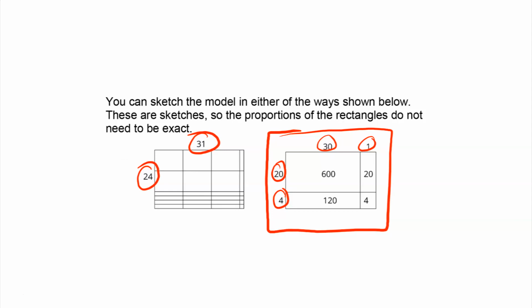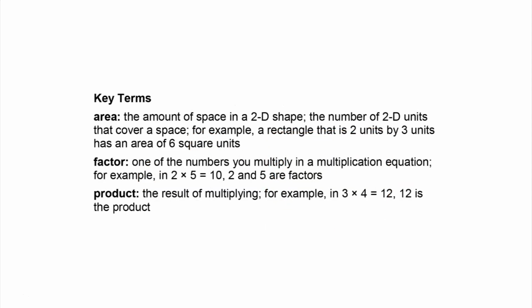Some key terms to remember. Area. It's the amount of space in a two-dimensional shape. The number of two-dimensional units that can cover a space, for example, a rectangle that is 2 units by 3 units has an area of 6 square units. Factor. A factor is one of the numbers you multiply in a multiplication equation. For example, in 2 times 5 equals 10, 2 and 5 are both factors. Product is the result of multiplying. For example, in 3 times 4 equals 12, 12 is the product.